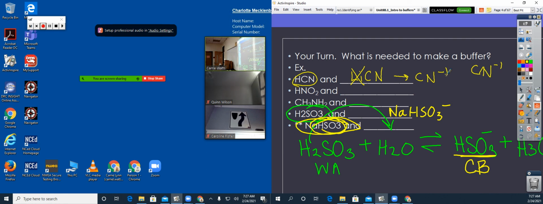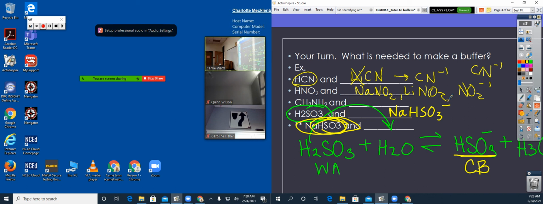Okay, same thing with nitrous acid. Okay, if you want the conjugate base, you're looking for NO2 to the -1. So you could pair it with sodium nitrite, lithium nitrite, any of those group 1, group 2. That's what you could do to make the buffer.